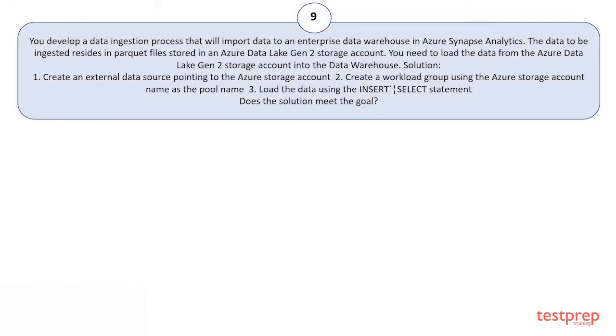Develop a data ingestion process that will import data to an enterprise data warehouse in Azure Synapse Analytics. The data to be ingested resides in Parquet files, stored in an Azure Data Lake Gen 2 storage account. You need to load the data from the Azure Data Lake Gen 2 storage account into the data warehouse. Solution: 1. Create an external data source pointing to the Azure storage account. 2. Create a workload group using the Azure storage account name as the pool name. 3. Load the data using the insert select statement. Does the solution meet the goal?